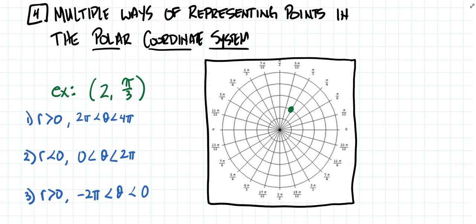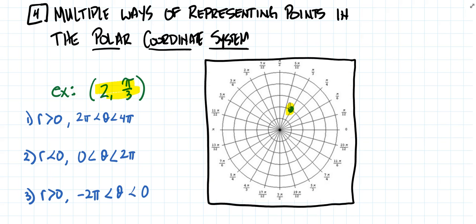Okay, in box number 4, I want to talk about the many multiple ways of representing a point in the polar coordinate system. Because we can just go around and around and around the circle so many times, we can really identify a point in a number of ways. So here's the example I'm going to give you. We're going to take the point 2 comma pi over 3, and we've got that point highlighted for you right here in the polar coordinate system. We're going to represent this point 3 different ways.